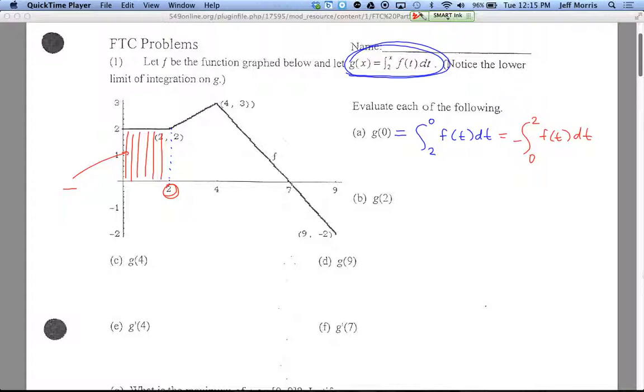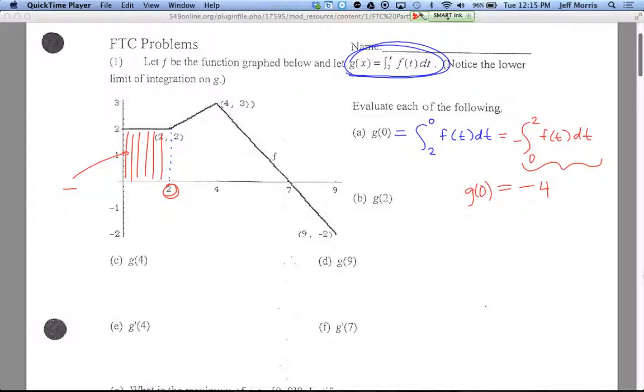So this one right here, if I want to calculate the area from 2 to 0, first of all, I'll flip the switch, make it negative, and then all I need to do is know that the area is going to be negative something. And I just calculate that area from 0 to 2. Well, from 0 to 2, this is a rectangle. What's the width of the rectangle? 2. What's the height of the rectangle? So what's the total area of that rectangle? So the answer is what? -4. G of 0 is -4.